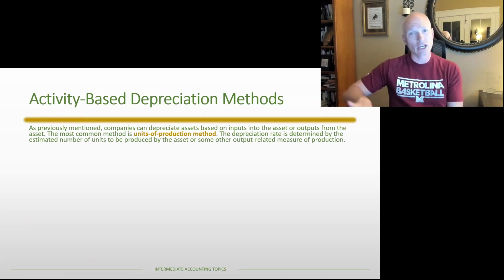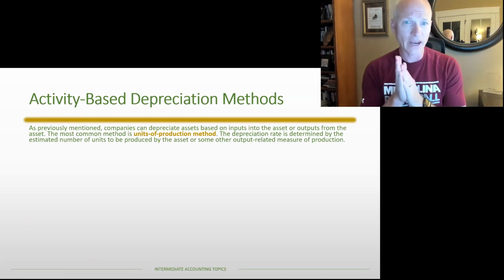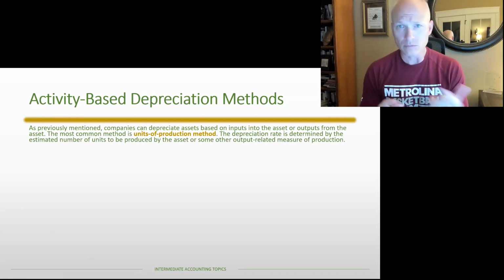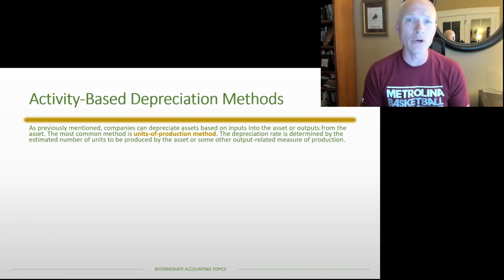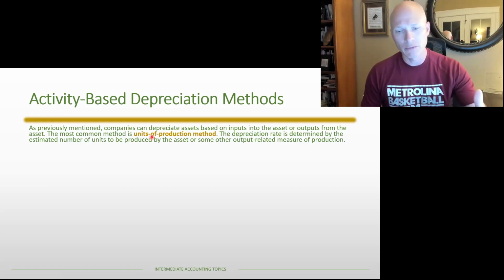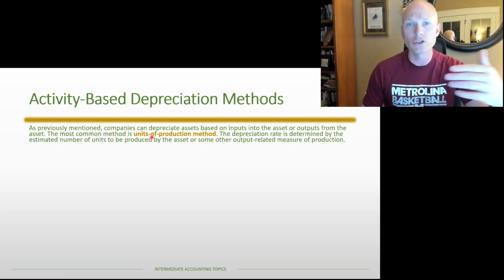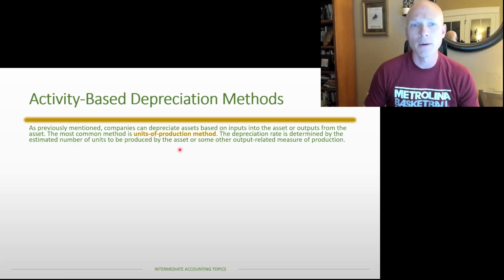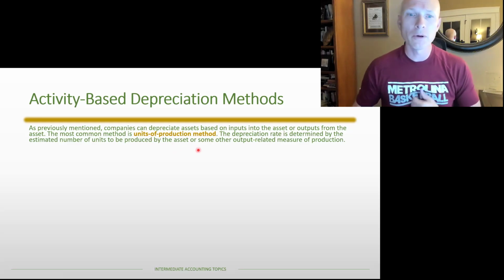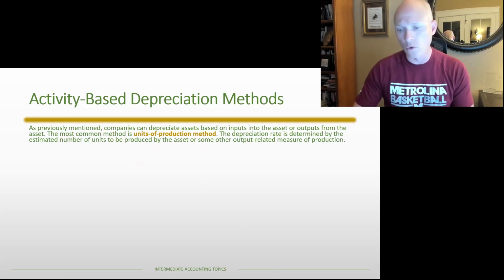And so we ignore the time element and instead focus on how much we're using the asset, whatever that asset is. You can base this on inputs or outputs. The most common one, though, is units of production, which is more of an output base. Basically, if there's some machine that I'm going to use and so many units I'm going to try to produce, then I'm going to measure the usage or depreciation of that equipment by the number of units that it's producing. And so, again, the key here is you're basing everything on units and ignoring the time element.